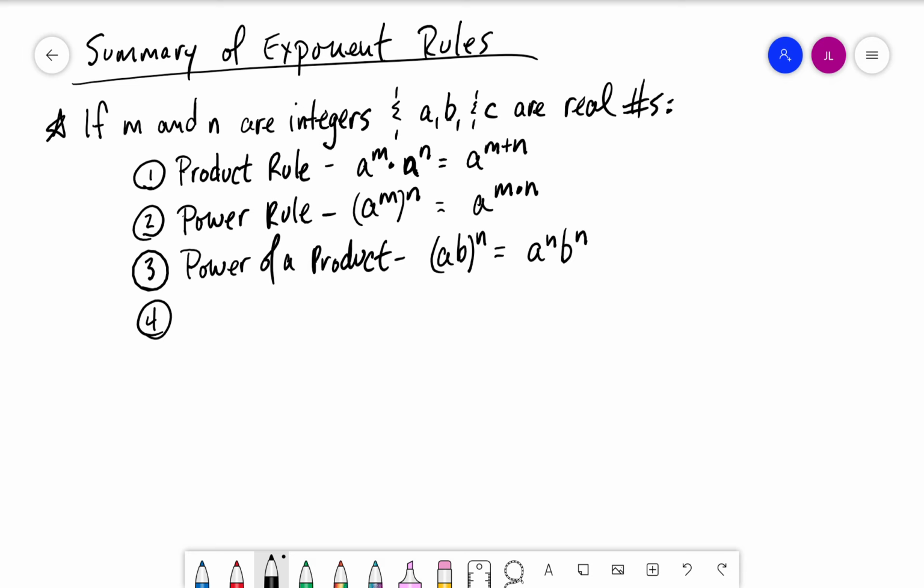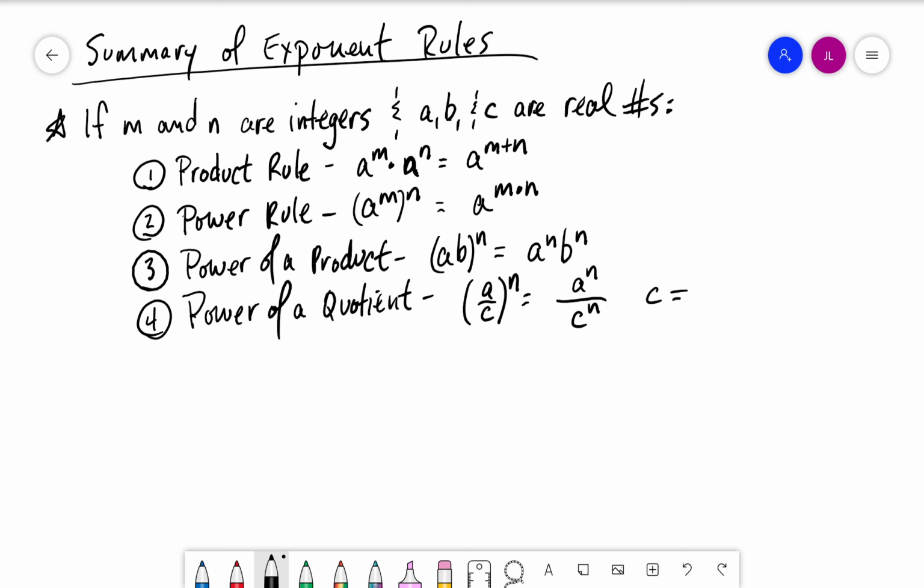So, almost halfway through here. Now we have the power of a quotient, which is just the opposite of the power of a product. This says if we have a over c to the n, that's the same thing as a to the n over c to the n. And here we should know c cannot equal 0. So we've got our product rule, power of a product rule, and power of a quotient rule.